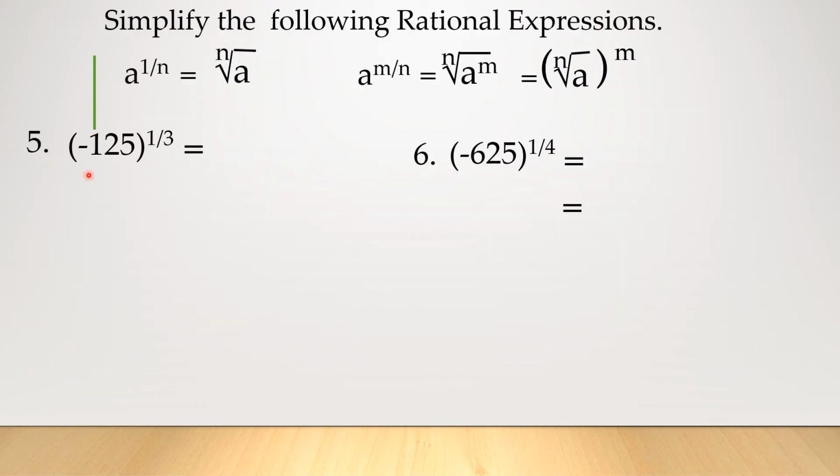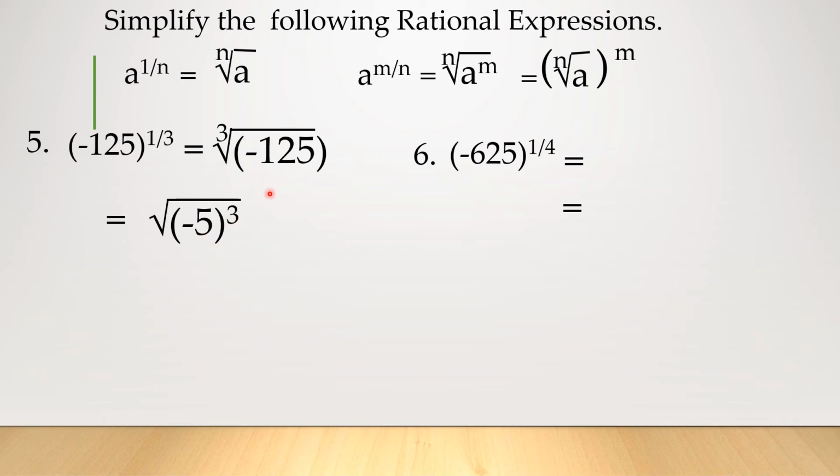So I have here negative 125 raised to 1/3, which means my radicand now is negative, and that is the cube root of negative 125. Now, the next step is to rewrite negative 125 to exponential form, and that is equal to negative 5 cubed. Negative 5 times negative 5 is positive 25, and positive 25 times negative 5 is negative 125. So that is the cube root of negative 5 raised to the exponent 3. Now, in this case, I can cancel this. What is the answer now? The remaining is negative 5. That's the cube root of negative 125.